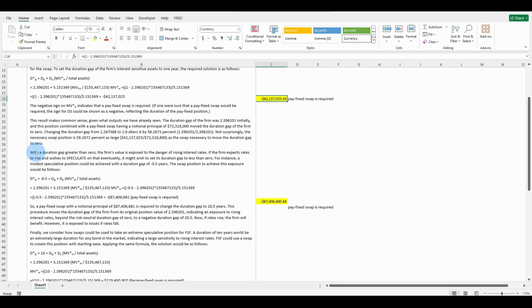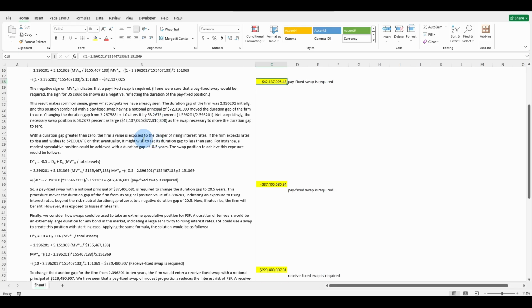The result makes common sense given what we've already seen. The duration gap of the firm was 2.39 initially. That position, combined with a pay fixed swap having a notional principal of 72 million, moved the duration gap of the firm to zero. Changing the duration gap from 2.39 to 1 alters it by 58%: 1.39 divided by 2.39. Not surprisingly, the necessary swap position is 58.2% as large: 42 divided by 72 as the swap necessary to move the duration gap to zero.